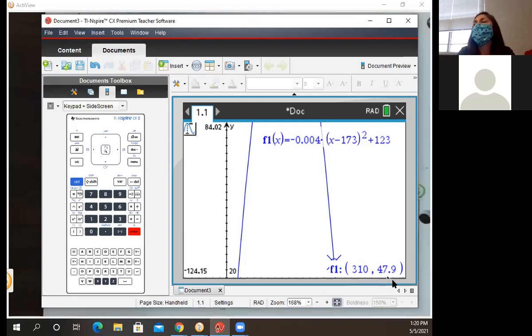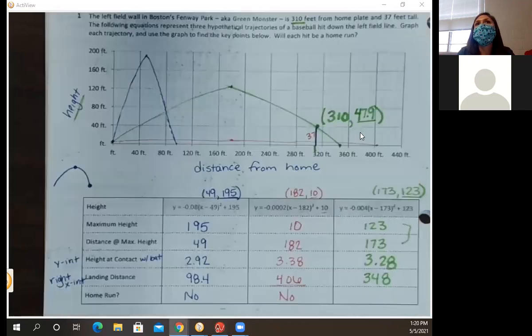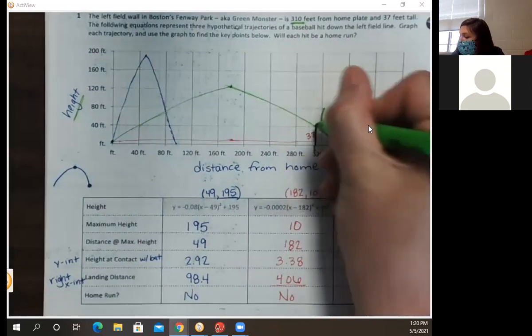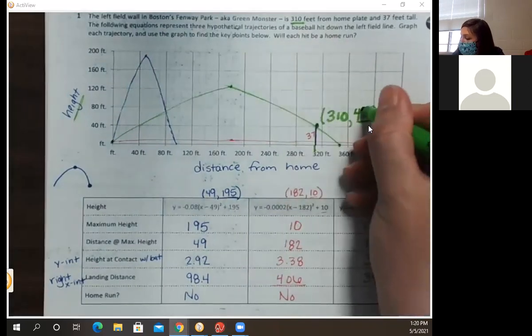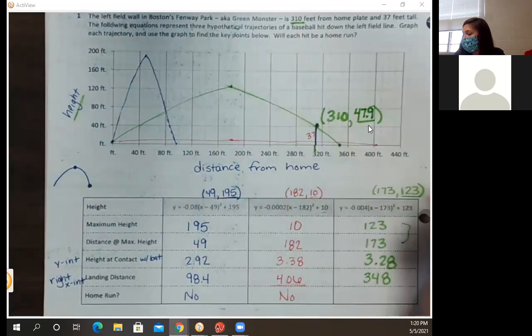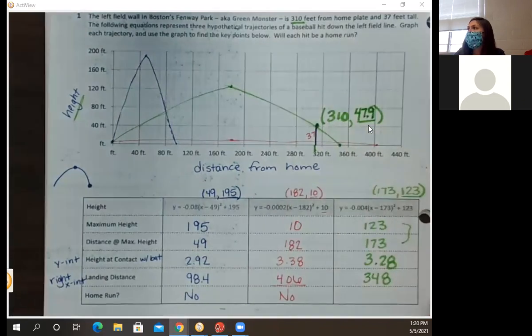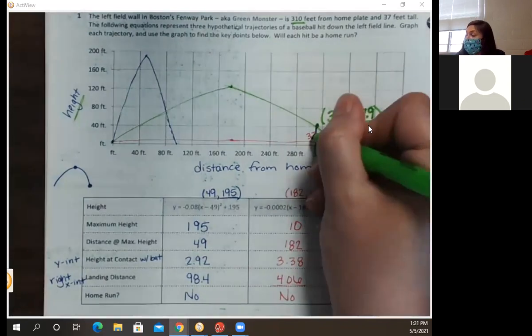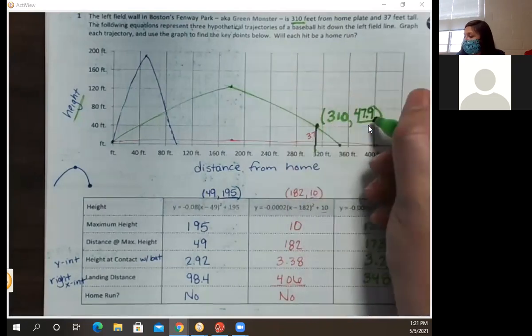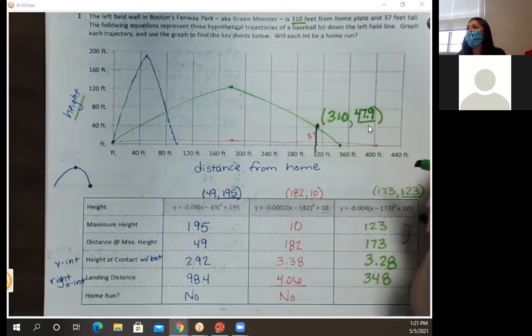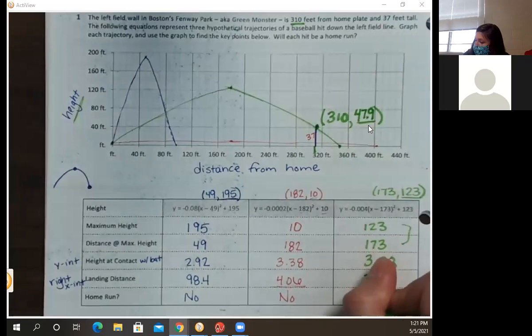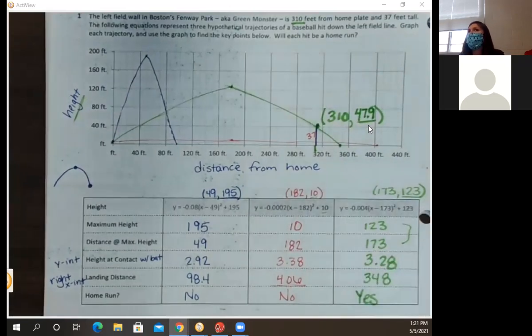So I'm going to jot that down and I'm going to put my calculator away. So the height of my ball right at the wall is 47.9. Does it make it over? Yes, because the wall is 37 feet tall, so we're about 10 feet above, almost 11 feet above. So this last one is a guaranteed home run.